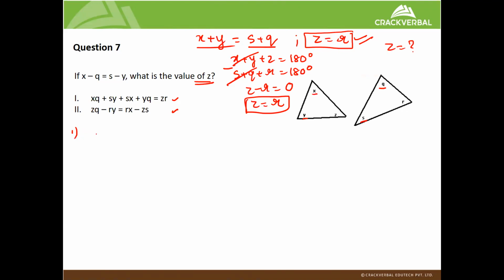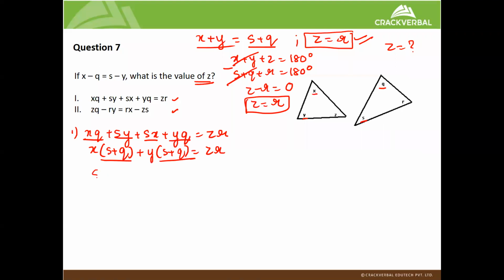The first statement says xq plus sy plus sx plus yq is equal to zr. Now, normally what we would do when we see terms like this is to group the terms and take things common. So I'm going to take x common out of these two, so x into s plus q. I'm going to take y common out of these two, so that's y into s plus q is equal to zr. So out of these two terms, I can take s plus q common. I'm left with x plus y times s plus q is equal to zr.